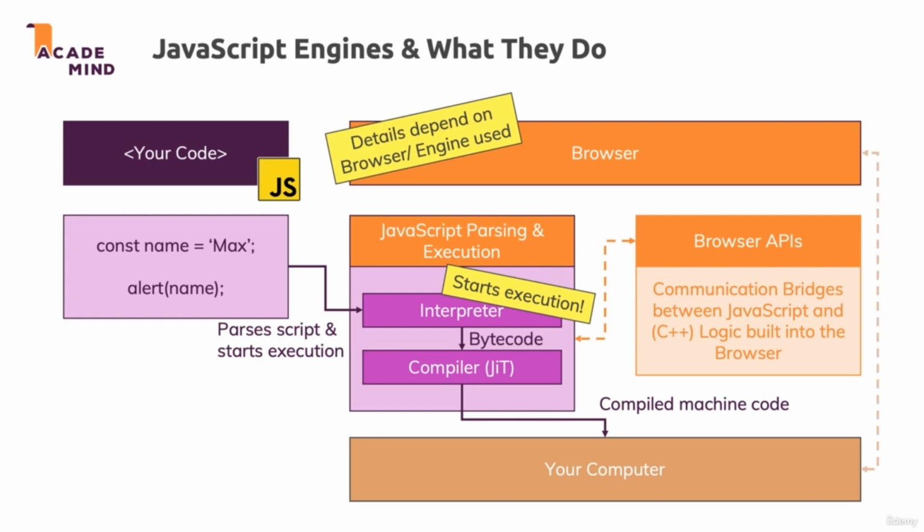And therefore, the finished compiled code, which runs on the machine, of course also has access to these browser APIs, because that access or that wish for access, whatever you want to call it, is basically included in that compiled machine code. That's the big picture of how this works and how the browser handles your JavaScript code.